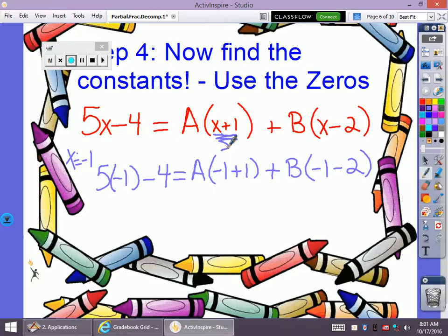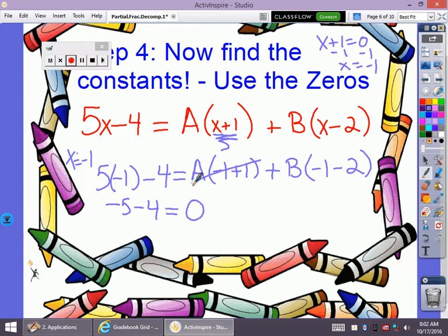What's -1 plus 1? 0. Another way to think of it is x plus 1 equals 0, so x equals -1. You're using the zeros. Okay? All right. So if this had been in the denominator and I was trying to find the vertical asymptote, I set it equal to 0 and solve, right? Same concept. Now I'm left with -5 minus 4 equals 0 because this is 0.